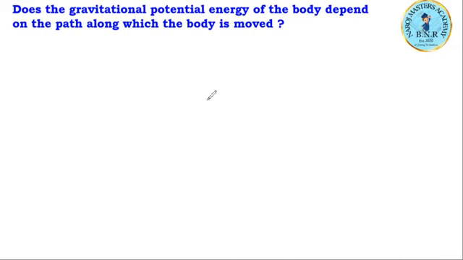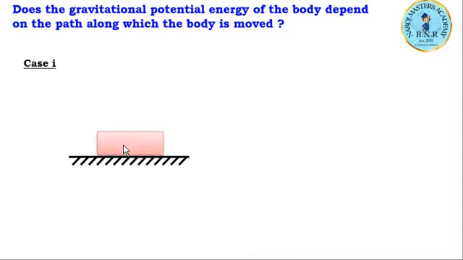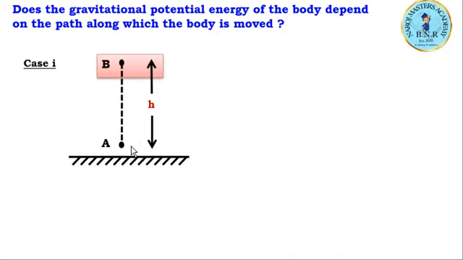Here, for example, see case 1. Keep an object on the ground floor or surface and move this object from point A to a certain distance, point B. This is what we call displacement, the shortest distance between the starting point and ending point. Here the displacement is h, the height: the body is lifted from the ground to a certain height h.